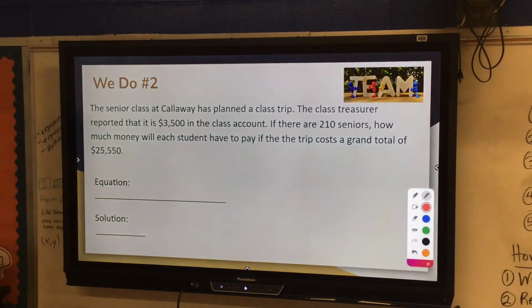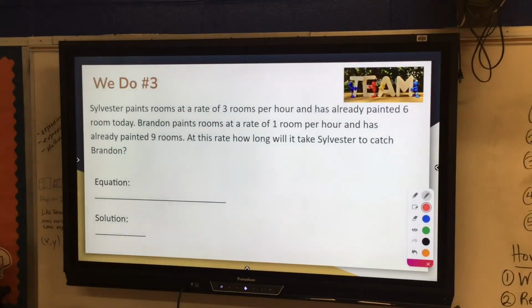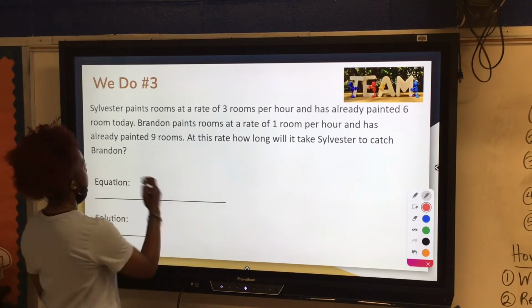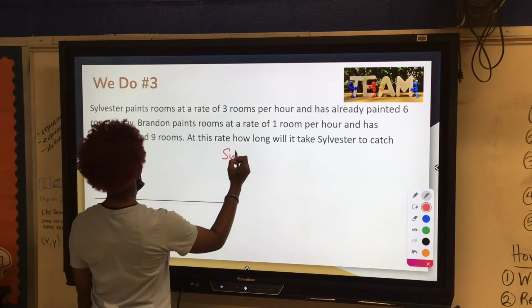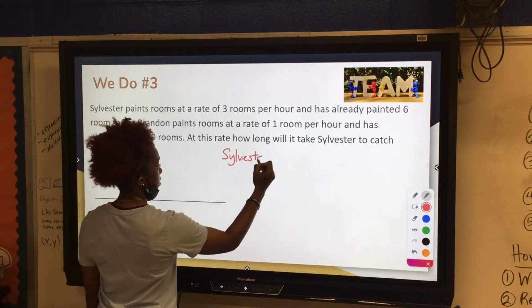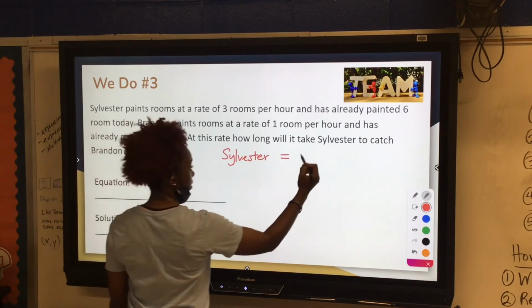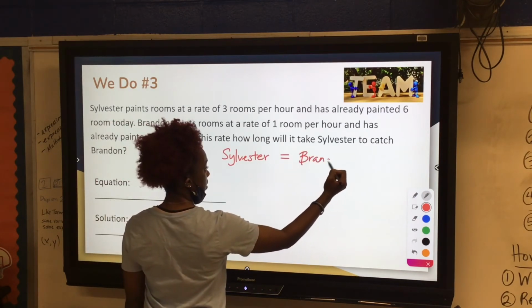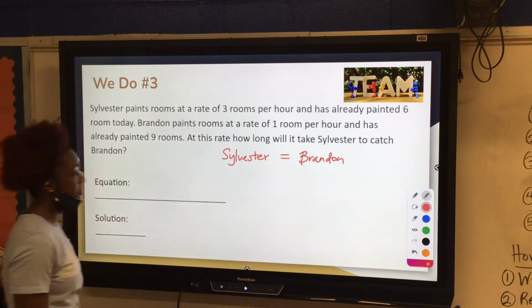We do 3. Sylvester paints rooms at a rate of 3 rooms per hour and has already painted 6 rooms today. Brandon paints rooms at a rate of 1 room per hour and has already painted 9 rooms. At this rate, how long will it take Sylvester to catch Brandon? Okay, so when we start out with our equation, we have Sylvester, because he's first, equals Brandon. And we know it's equals because he's trying to catch him, all right?